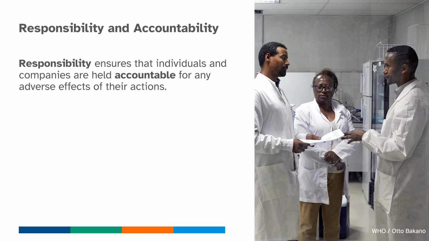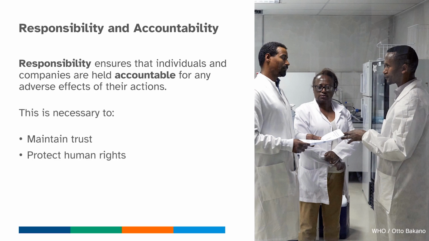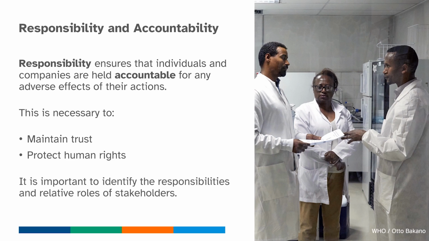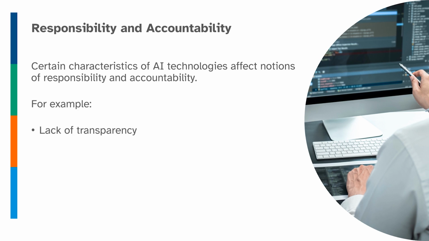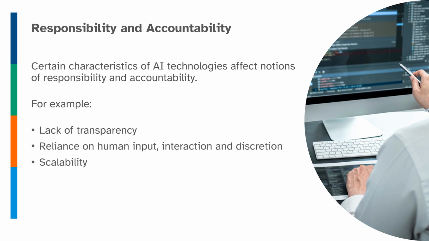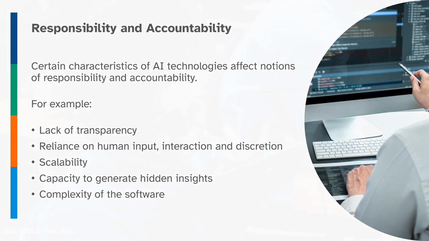Responsibility ensures that individuals and companies are held accountable for any adverse effects of their actions. This is necessary to maintain trust and to protect human rights. It is also important to identify the responsibilities and relative roles of stakeholders. Certain characteristics of AI technologies, however, affect notions of responsibility and accountability. For example, their lack of transparency, reliance on human input, interaction and discretion, scalability, their capacity to generate hidden insights, and the complexity of the software. We'll now look at challenges for responsibility and accountability.